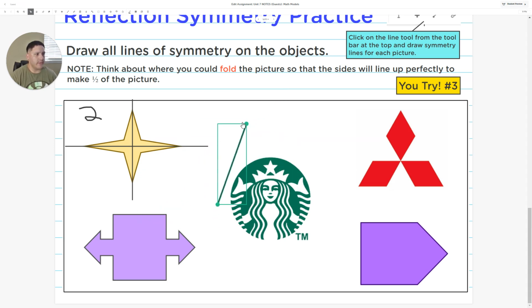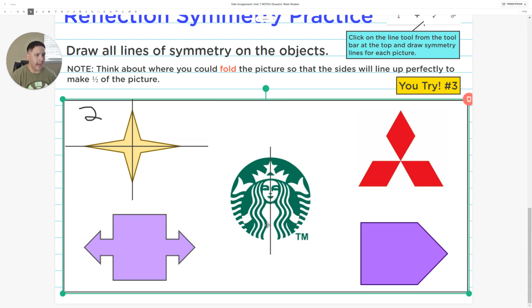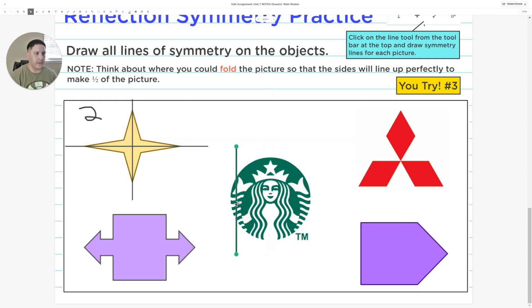Okay, the Starbucks, Miss Starbucks Mermaid, whatever her name is, has only one line of symmetry. Now, if we ignore some of the slight discrepancies here, this does reflect onto itself. So the left side looks exactly like the right side, minus around the eyes. So this would have one. Technically, it's not reflective, but we'll pretend it is.